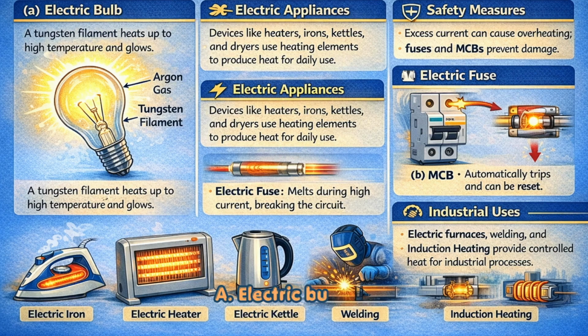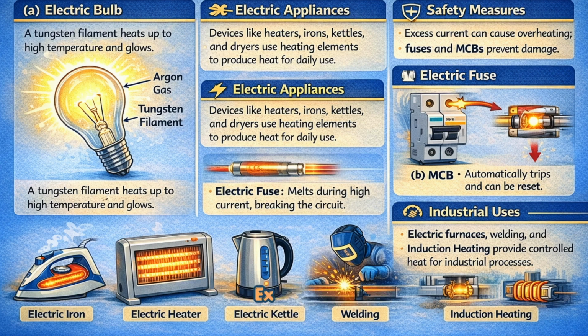A. Electric bulb: a tungsten filament heats up to a high temperature and glows, producing light. Argon gas protects the filament and increases its life. B. Electric appliances: devices like heaters, irons, kettles, and dryers use heating elements to produce heat for daily use.